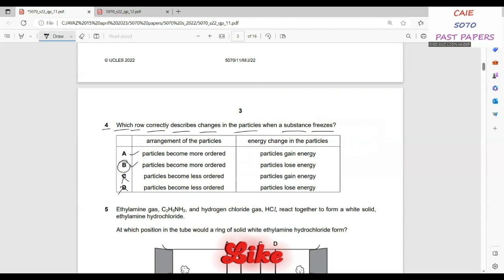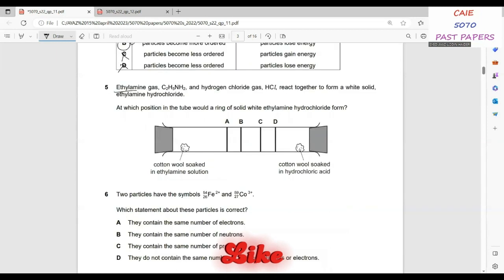Number 5. Ethylamine gas C2H5NH2 and hydrogen chloride gas HCl react together to form a white solid, ethylamine hydrochloride. At which position in the tube would a ring of solid white ethylamine hydrochloride form?